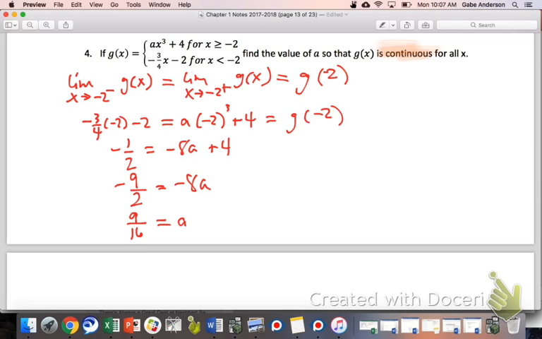Pretty amazing, right? This is certainly not one of those things you could probably guess at. Hey, what does a need to be to make this continuous? You're like, I don't know, 5? No. How about 9/16? You're not going to just pull that out of a hat, right?